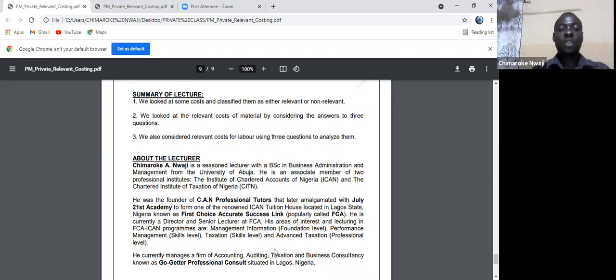The non-relevant costs, can we remember them? We said fixed costs. We also said unavoidable costs. We said sunk costs. And we also have committed costs. Okay, so we also considered relevant cost of material. What are those 3 questions we asked when we are considering material?